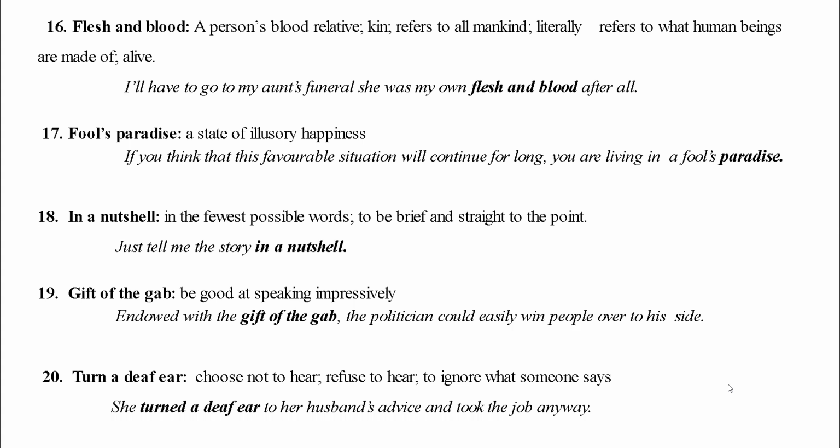Next is flesh and blood. A person's blood relative, kin, refers to all mankind. Literally refers to what human beings are made of, alive. I have to go to my aunt's funeral. She was my own flesh and blood after all. Flesh and blood means very close relative. Okay, human beings.